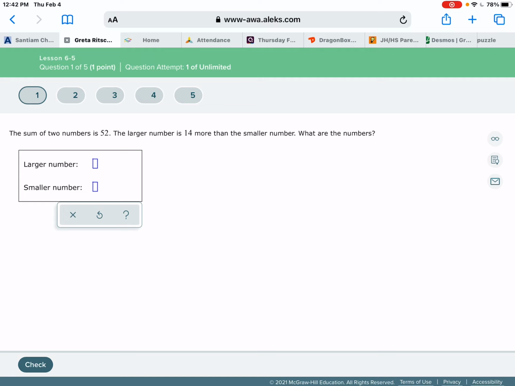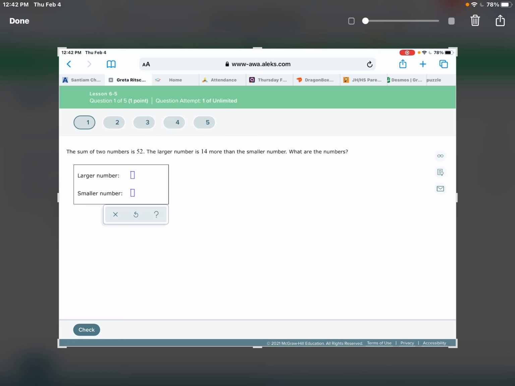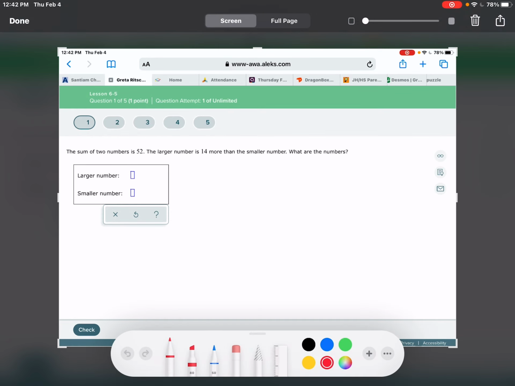All right, so first problem, the sum of two numbers is 52. The larger number is 14 more than the smaller number. What are the numbers? So we have two equations here. The trick is to pick them out. In the first sentence, it says the sum of two numbers is 52. So I have one number plus another number, they're potentially different numbers, equals 52. So we have first number is x and the second number is y.